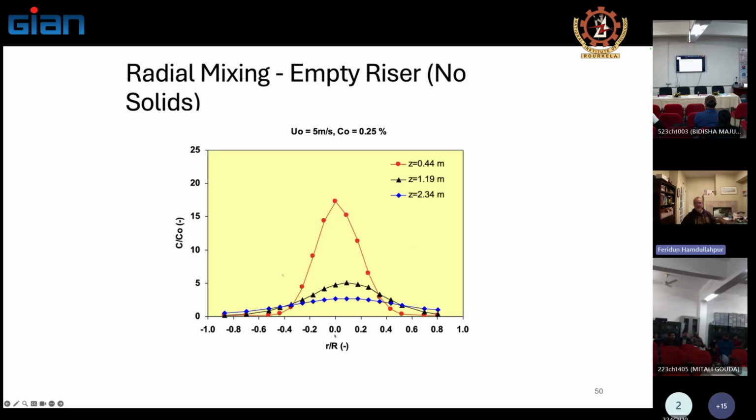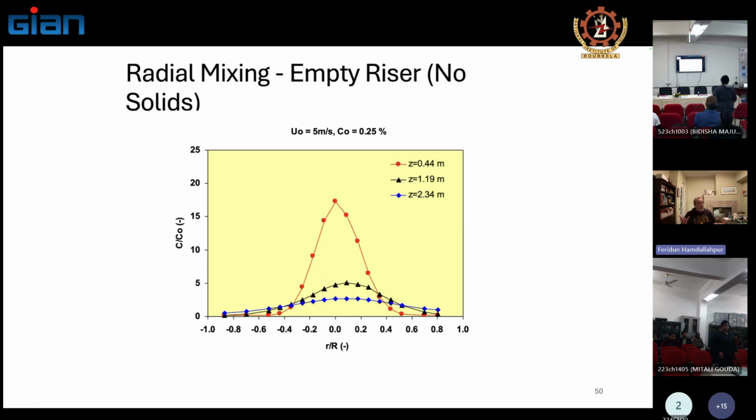So this is the dimensionless radius. This is the concentration. You see how this distribution, this is very bad, right? Very poor here, a lot of it concentrated here. Go a little higher, it's much better. And at another level, you see much better distribution. That shows that mixing is very successful as you go further up.